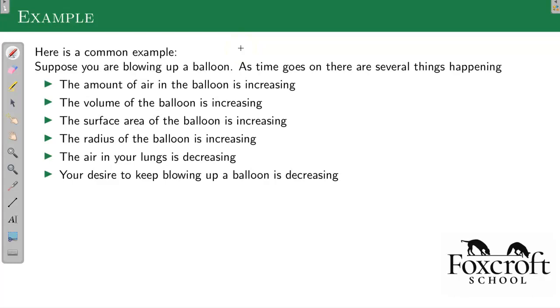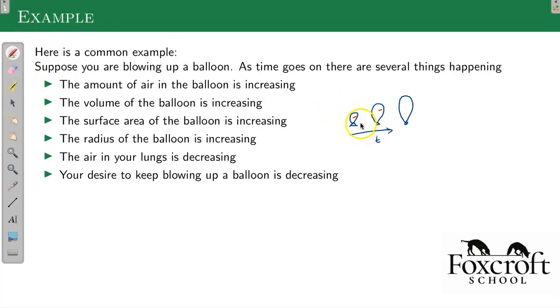If you open up a textbook, almost all the time you'll see this picture of a balloon blowing up. So just imagine we have this balloon and you're blowing air into it, so it's getting bigger and bigger. As time's going on, the amount of air in the balloon is increasing. The volume of the balloon is increasing, right? It can hold more air. The surface area of the balloon is increasing. There's more stuff on the outside of this balloon. The radius of the balloon from the center to the outside is increasing.